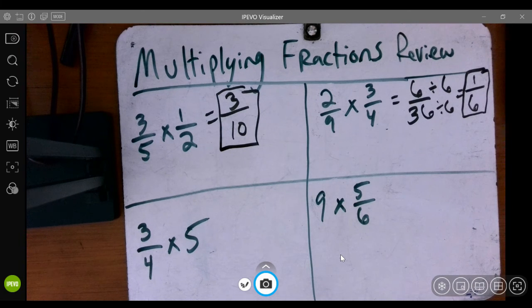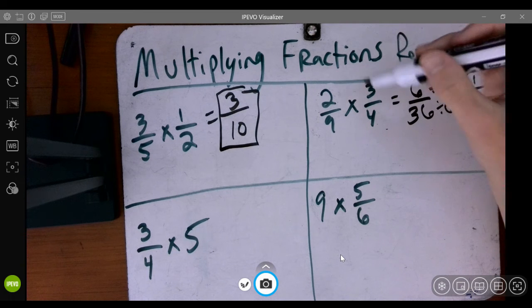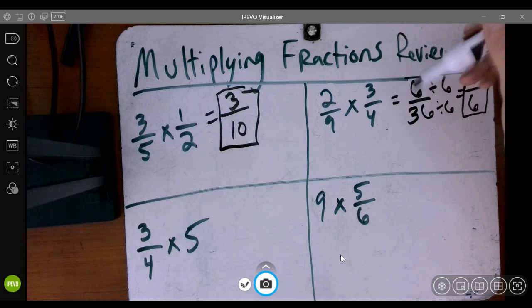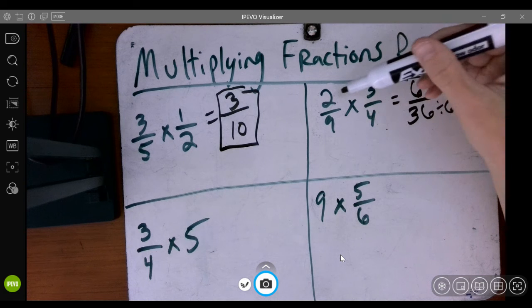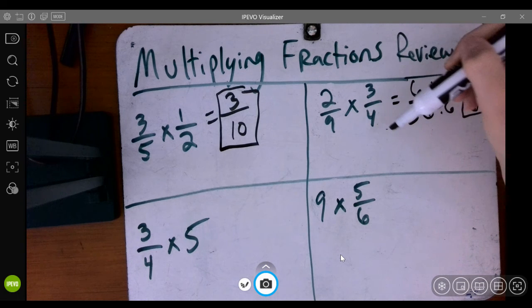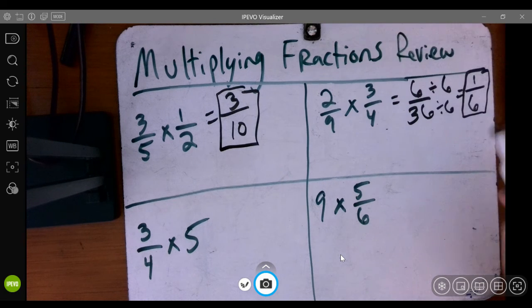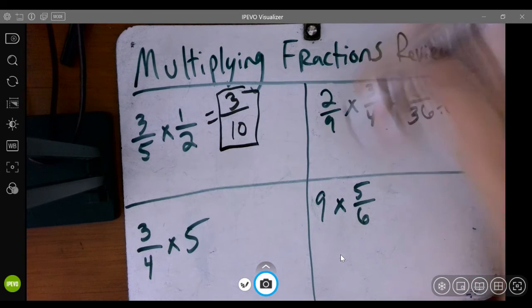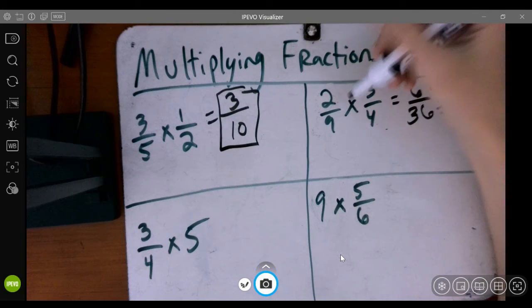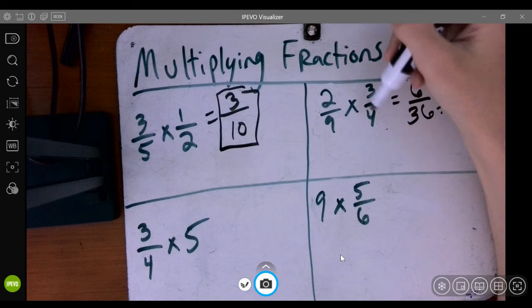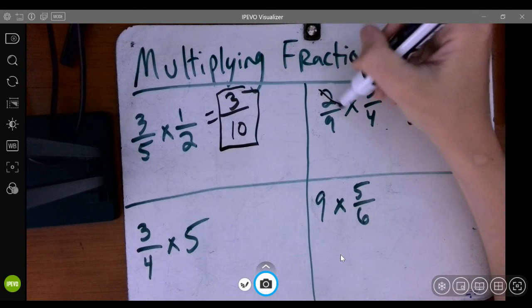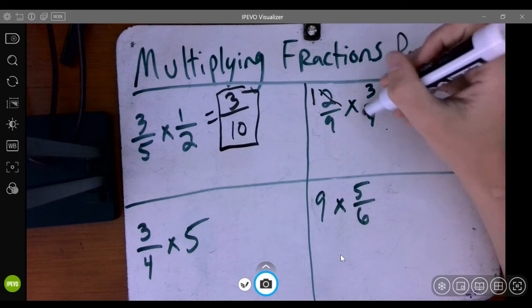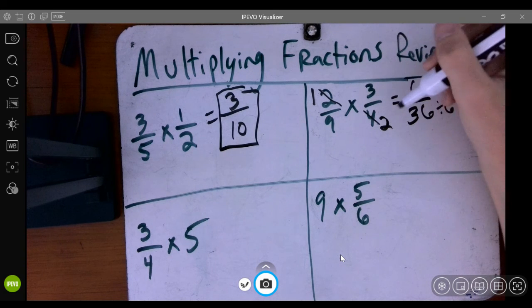Alternatively, you might notice that some of our numerators have common factors with some of our denominators. For example, 2 and 4 can both be divided by 2. So alternatively to simplifying the fraction at the end, we could have cross-canceled before we multiplied. So 2 and 4 have a common factor of 2. 2 divided by 2 is 1. 4 divided by 2 is 2.